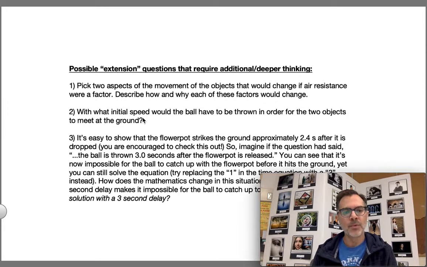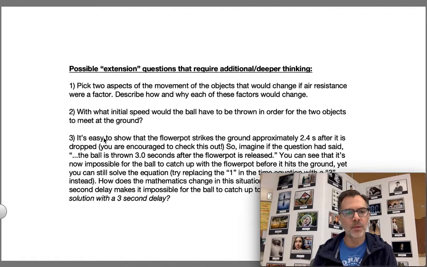Number 2, with what initial speed would the ball have to be thrown in order for the objects to meet at the ground? In this question, they met 7 meters above the ground. But what if we wanted them to meet exactly at the ground? What would have to have been the initial speed of the ball? Can you go back and figure it out?